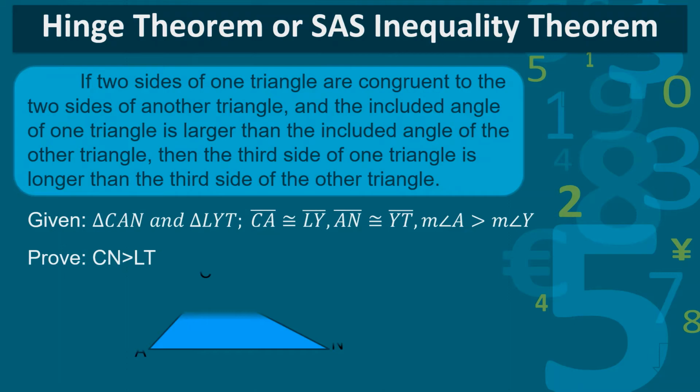So let's consider our given. We have triangle CAN and triangle LYT, wherein CA is congruent to LY and AN is congruent to YT. Another is the measure of angle A, this one, is greater than the measure of angle Y. So we are now going to prove that this CN is greater than side LT.